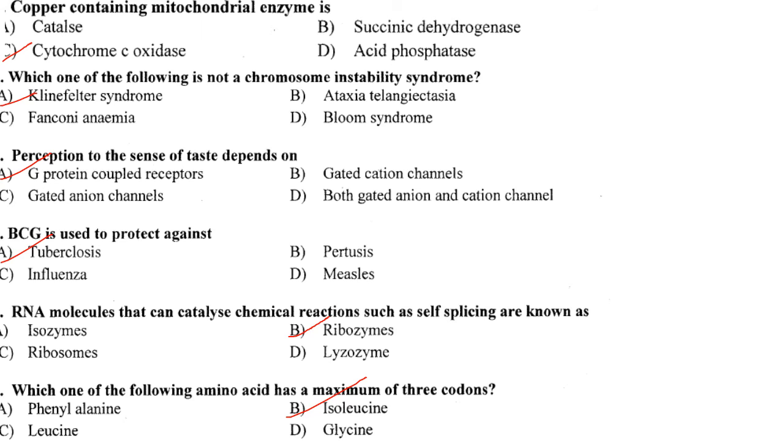Which of the following amino acid has a maximum of 3 codons? So the answer is isoleucine. Leucine has 6, phenylalanine has 2, glycine has 4. So isoleucine has 3.